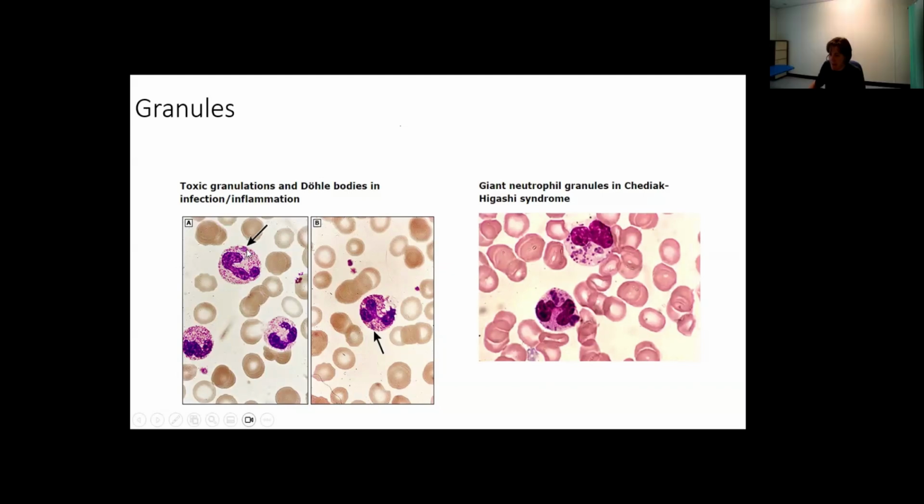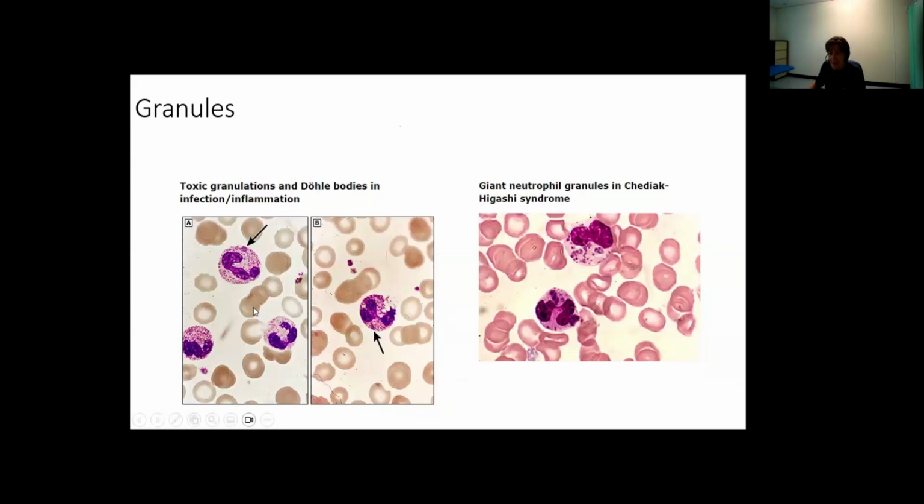There's a much bigger looking granule on the side here next to the arrow, and this is actually a Dohle body, and we see that classically in infections, but you can also see it in burns. You can see it sometimes in myelodysplasia. You can also see it in pregnancy.